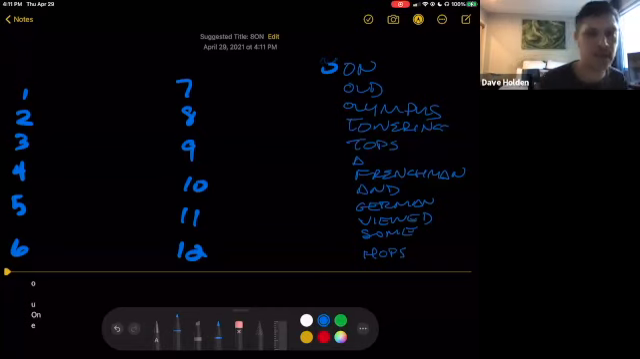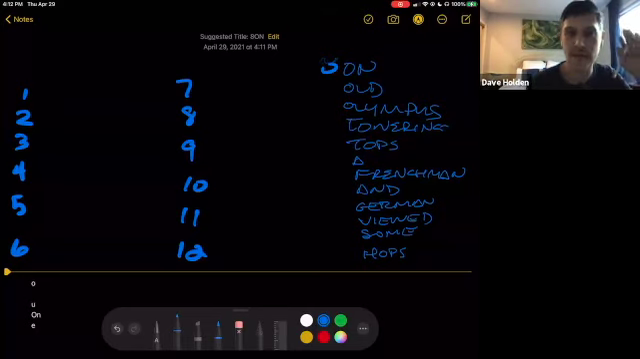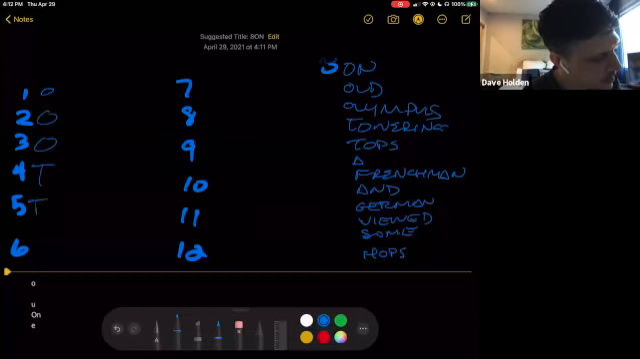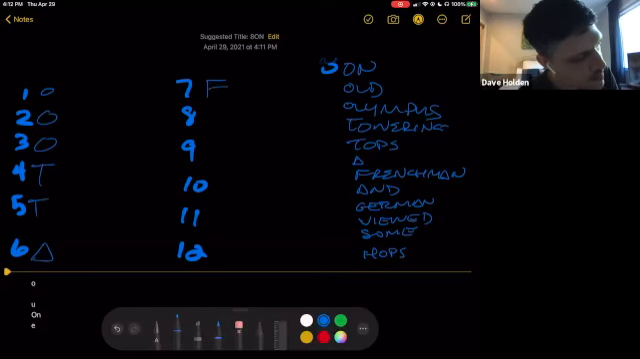All right. On old Olympus, towering tops, a Frenchman and German viewed some hops. I know, it's weird, but this sucker has stuck with me for over a decade. So when I think about cranial nerves, this is just the thing that pops into my brain. So cranial nerves, number 1 through 12. Then we have on old Olympus, towering tops, a Frenchman and German viewed some hops.